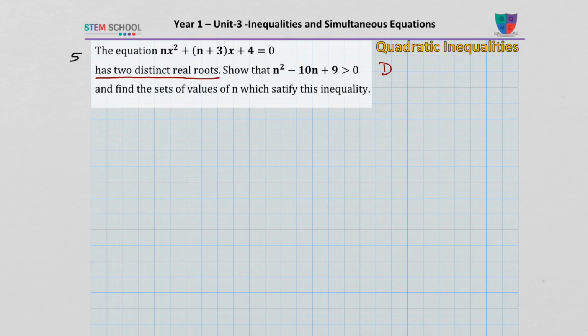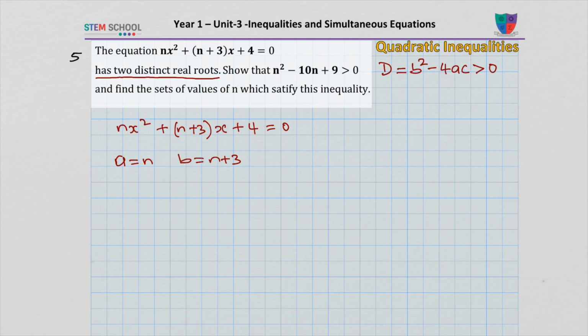that means the discriminant D, which is b squared minus 4ac, must be greater than 0. From the equation I have, nx squared plus (n plus 3)x plus 4 equal to 0, where a equals n, b equals n plus 3, and c equals 4. So I need to substitute those values into the discriminant, so I get (n plus 3) squared minus 4 times n times 4, and that is greater than 0.